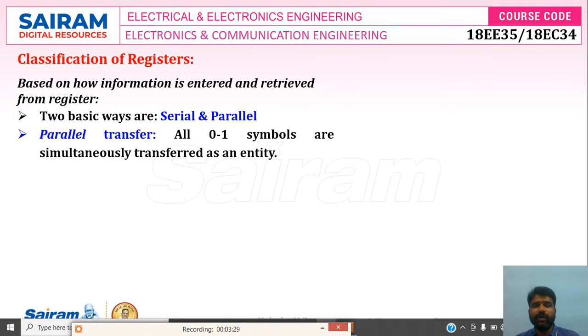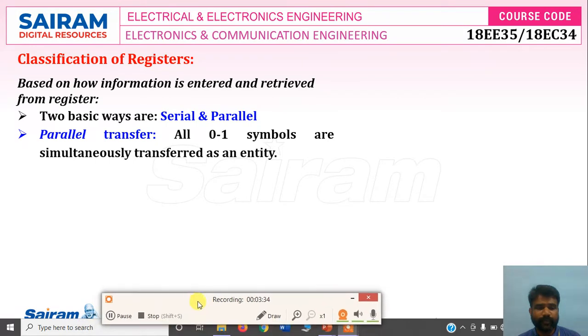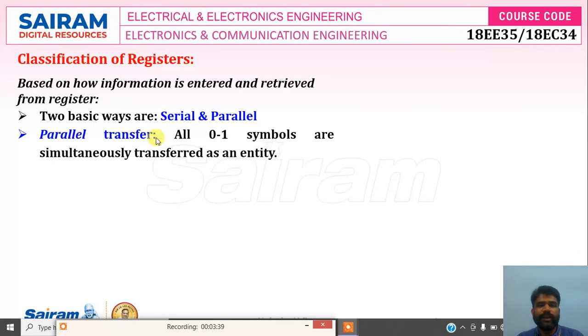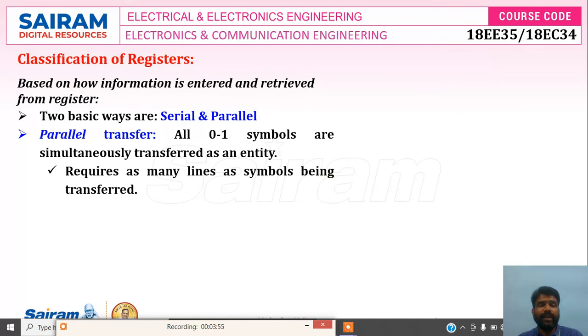In parallel transfer, all 0 1 symbols are simultaneously transferred as an entity, as a single quantity. Upon occurrence of a single clock, all the information bits are transferred at a single instant of time. But it requires as many lines as symbols being transferred. That means if you want to transfer 10 information bits, we need 10 lines. So the hardware will be more complex here.